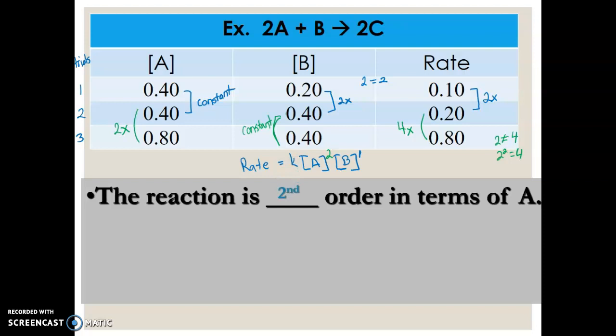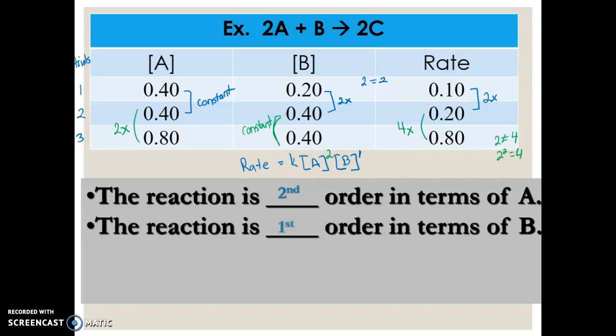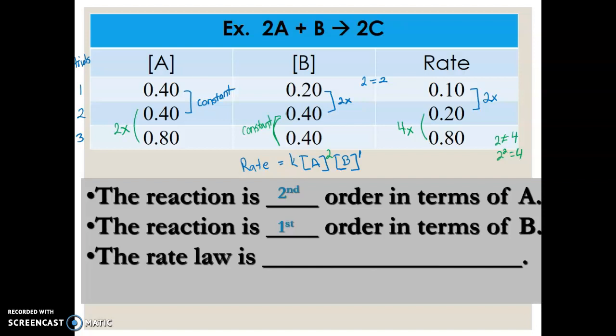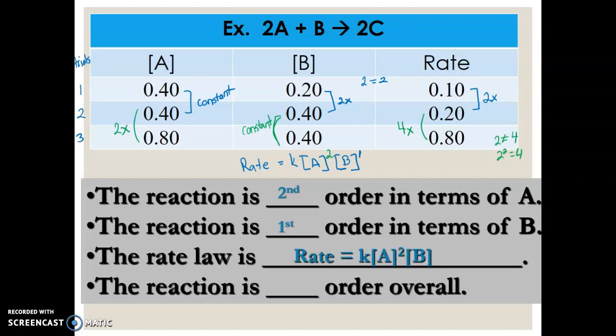So the reaction is second order in terms of A, and it is first order in terms of B. So the rate law is going to be rate equals K times the concentration of A squared times the concentration of B. So then in order to find the reaction order overall, we just need to add the exponents together. 2 plus 1 gives us a third order overall.